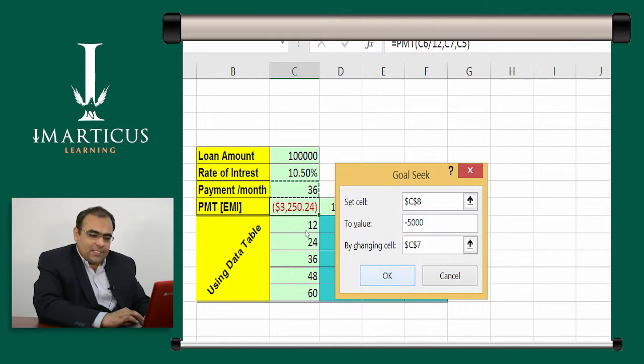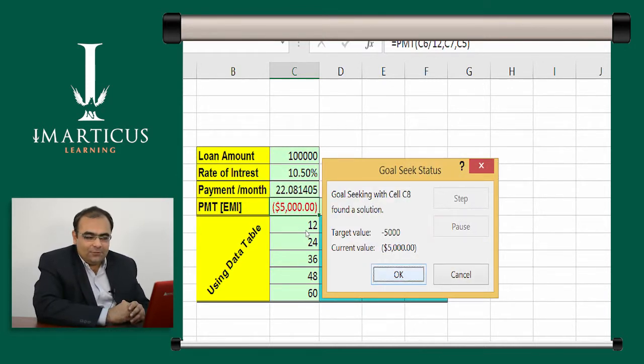I have selected C7, the number of months cell, and I will press OK, and Excel's goal seek feature does its calculation, and it tells me that it will get over in just more than 22 months. So it's a good deal for me. I mean, I'll be able to get rid of this loan early, right? Now, if I'm happy about it, I can simply click on OK and work on it. If I'm not, I can always cancel this entire transaction.